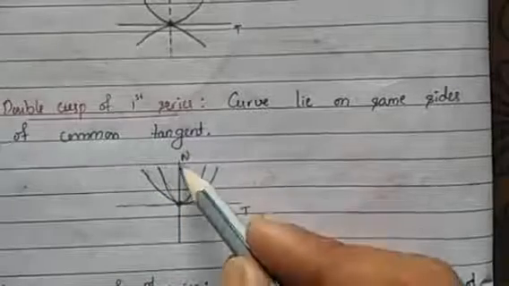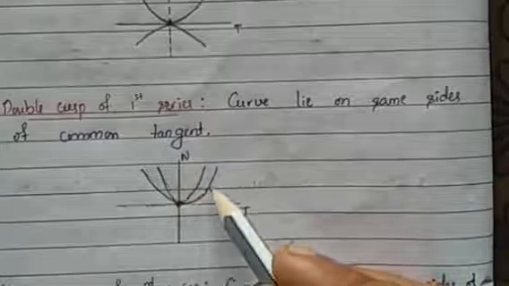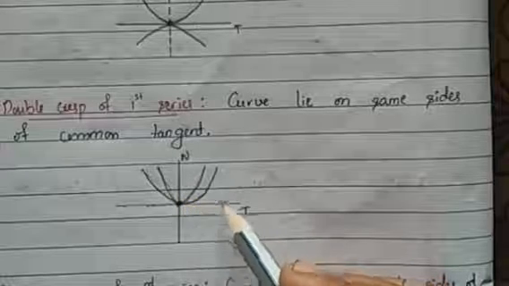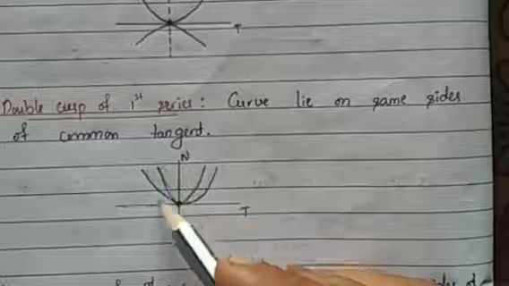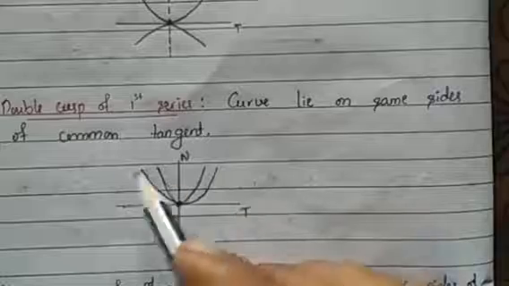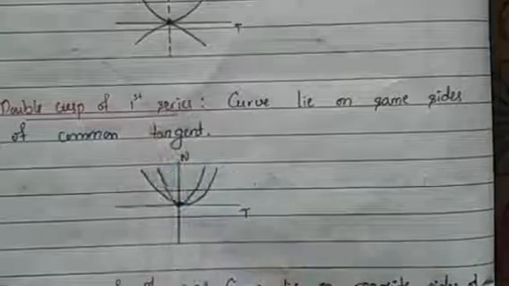Okay, this is the common normal. We see the curve lies on both sides of the common normal. We say this is a double cusp, and the two curves have the same common tangent, on the same side of the common tangent. Hence we say it is a double cusp of the first series.